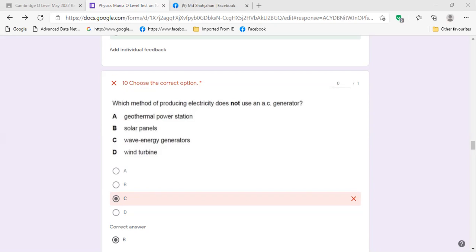B, okay. So wave energy generators, those generators are fixed in the wave. Then the wave moves the turbines, and it produces electricity by the generator. So question number 10 is done.